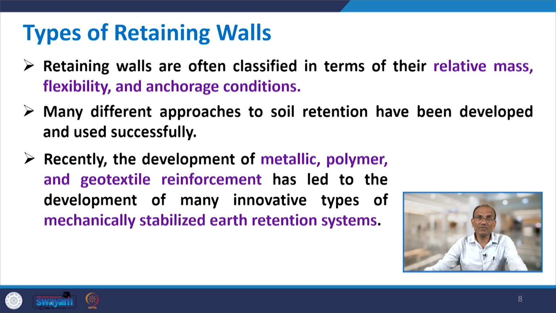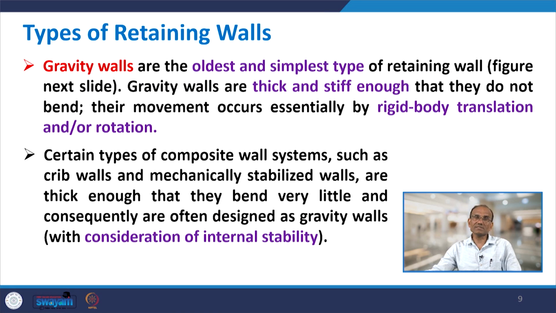Recently the development of metallic, polymer and geotextile reinforcement has led to the development of many innovative types of mechanically stabilized earth retention systems. So, what is here? Gravity walls are the oldest and simplest types of retaining walls, which is given in the next figure. Gravity walls are thick and stiff enough that they do not bend. Their movement occurs essentially by rigid body translation or rotation.